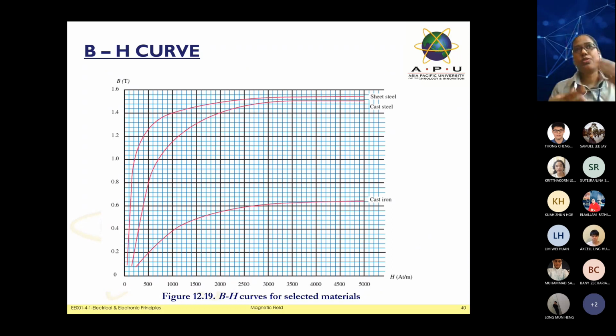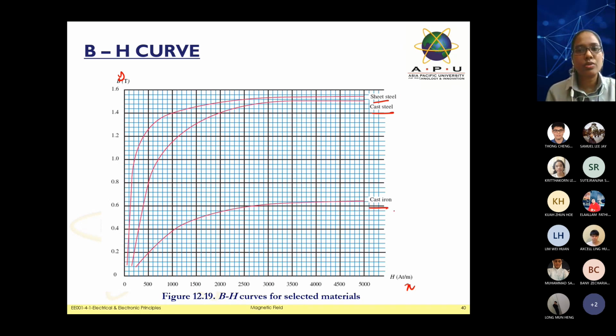Maybe during the tutorials we do some questions based on the BH curve. So when they say BH curve, this is your Y, which we call B, and this is your X, which is H. In terms of here, this is your flux density and this is the field strength. Just have a look at each of the curves. They are different, specific to what type of material they are using here.